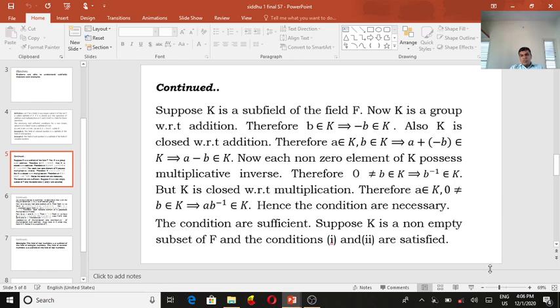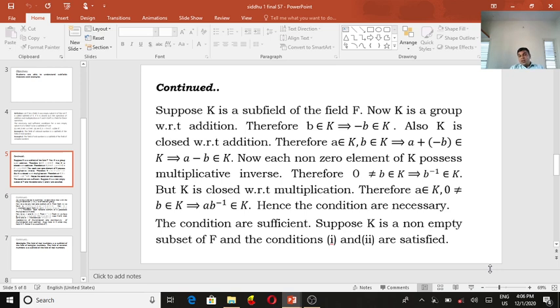Now each non-zero element of K possesses a multiplicative inverse. Therefore, for a non-zero element B, suddenly B inverse exists. This is one way you are saying. But when you come to multiplication, if K is closed with respect to multiplication, A belongs to K, a non-zero element B belongs to K, the product A into B inverse belongs to K. This addition and multiplication condition is necessary and sufficient.